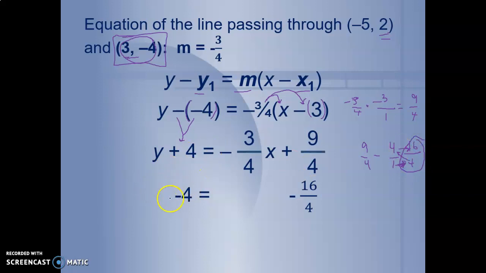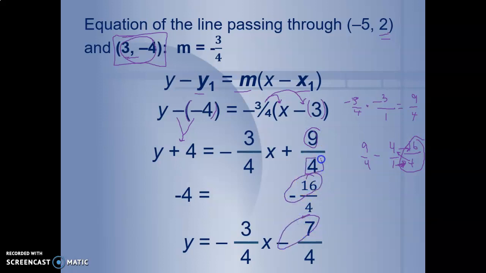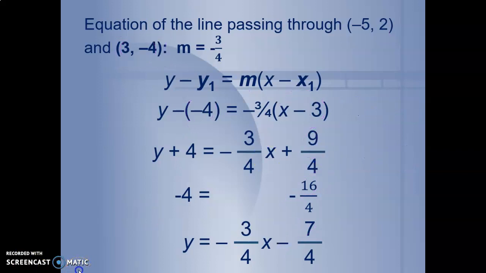So we're not going to subtract 4 here. We're going to subtract 16/4. And when we do that, we get y equals negative 3/4 x minus 7/4. Because 9 minus 16 is negative 7. The fourths just indicates the size of our pieces, if you will. So the denominator doesn't change there.